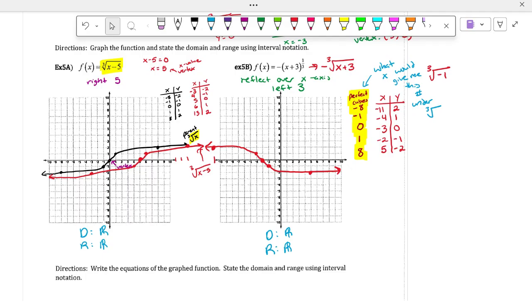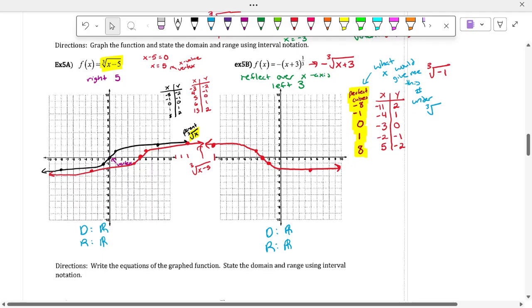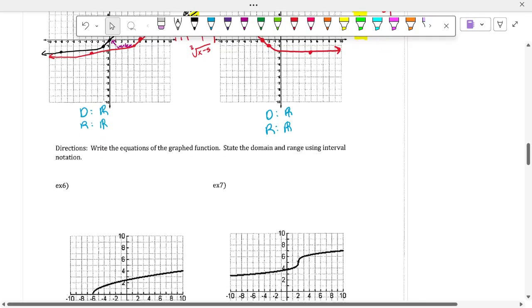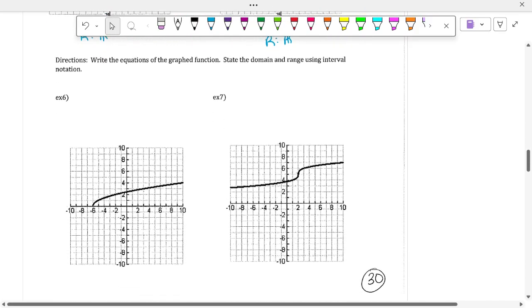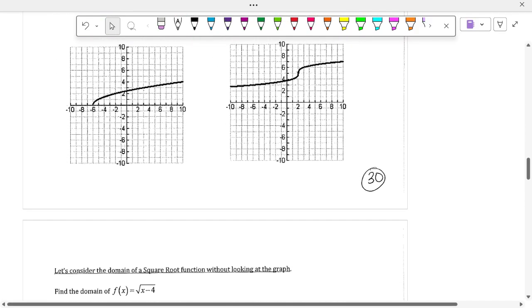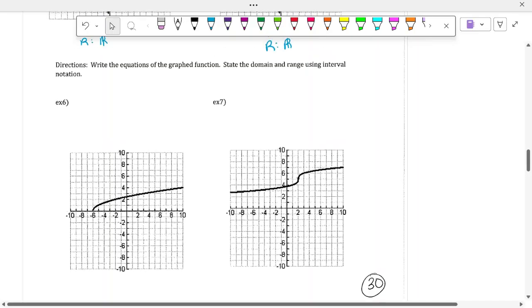And again, that's if you do it by hand. All right. So, next thing. Now we're going to write the equation from the function.